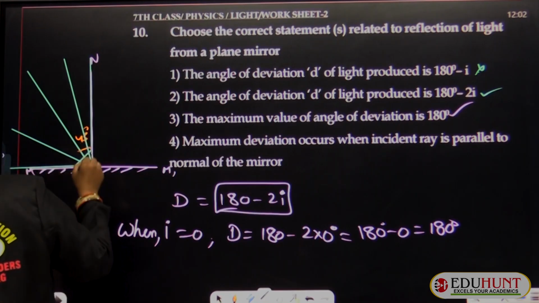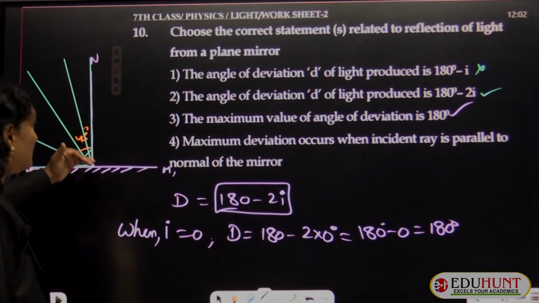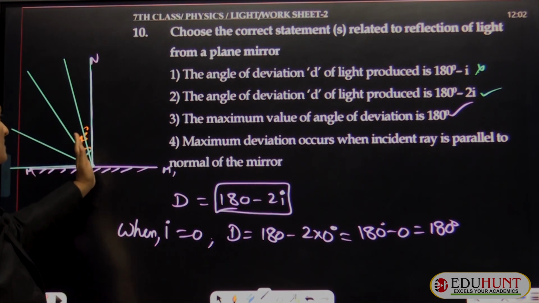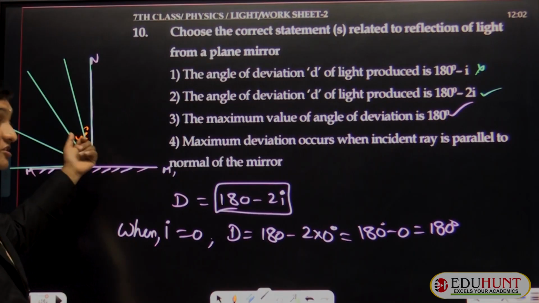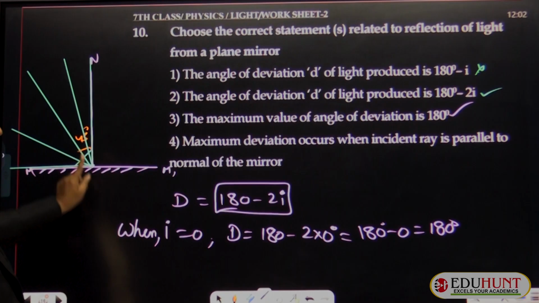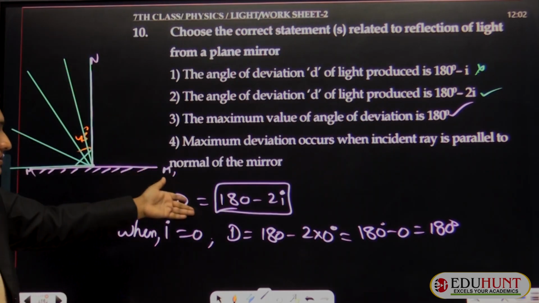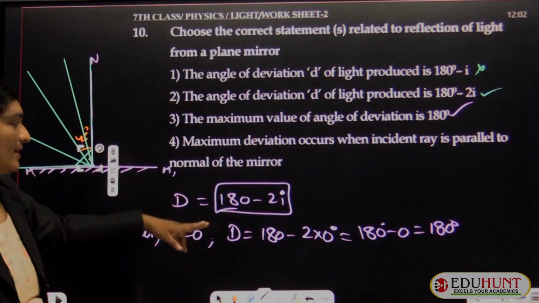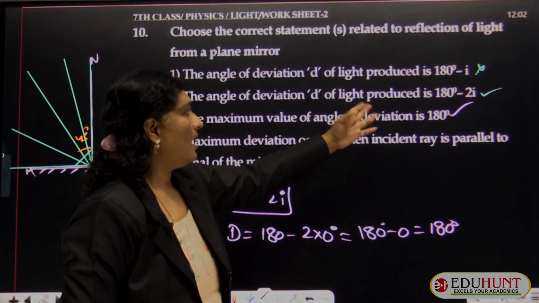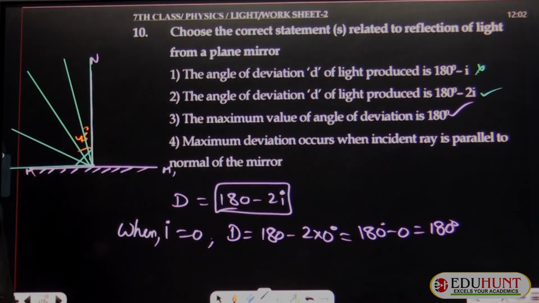But if the light ray is sent along the normal, the angles would be 90, 60, 45, 30 and here 0 degrees. So, a light ray can be directly incident along the normal. Again, the light is reflected back along the normal itself. So, I can be 0. When I is equal to 0, deviation is observed to be 180 degrees. Hence, of course, the maximum value of angle of deviation must be 180 degrees.